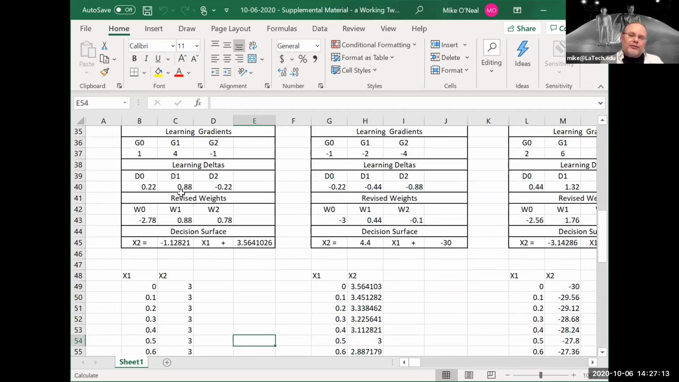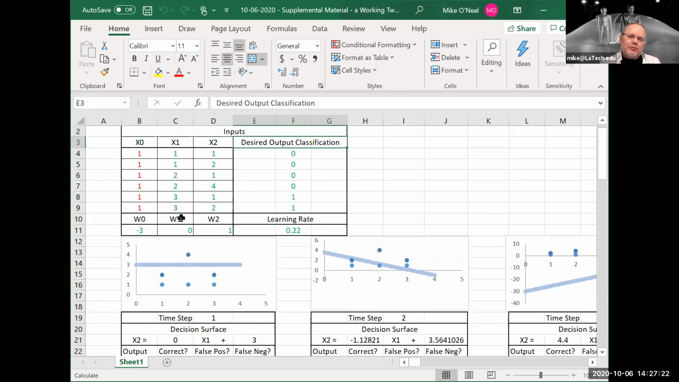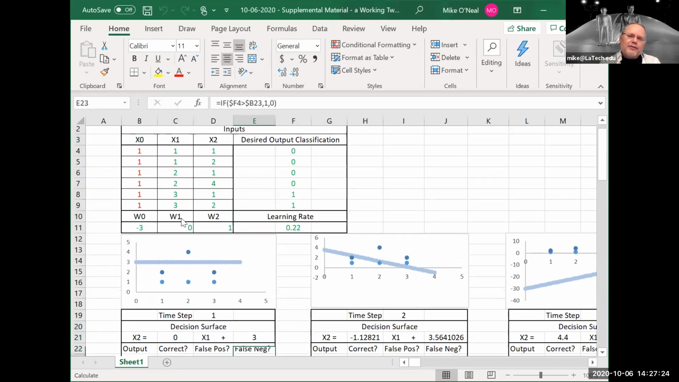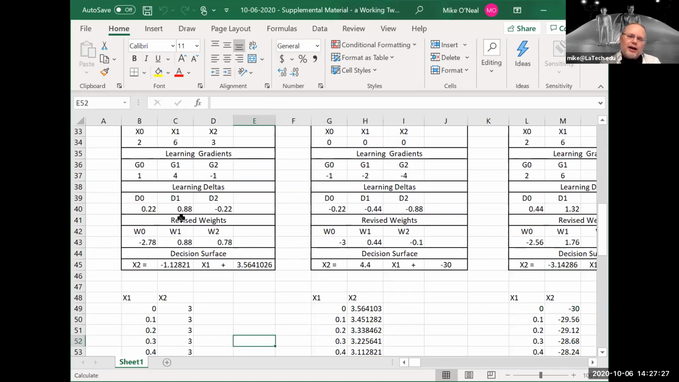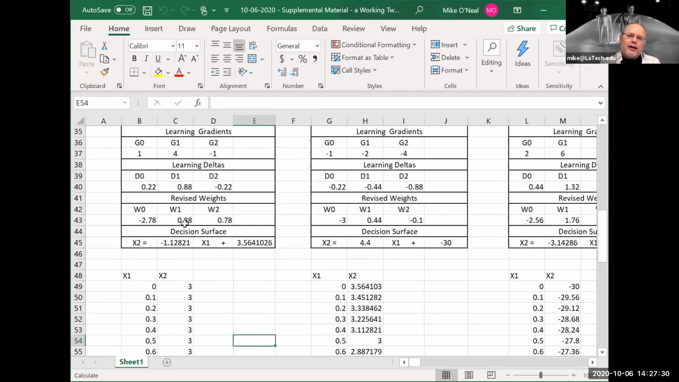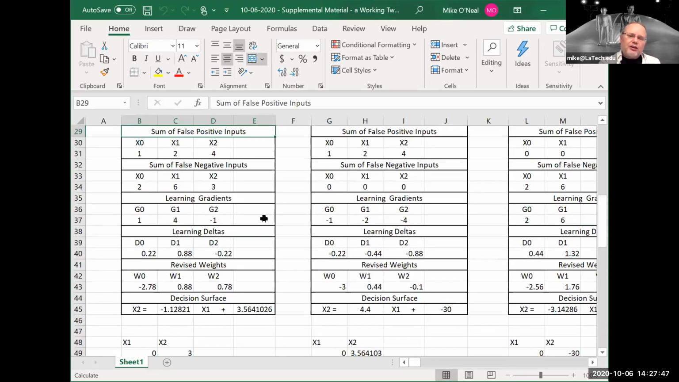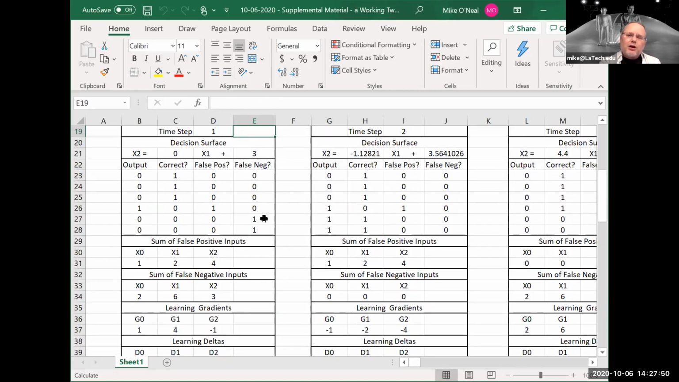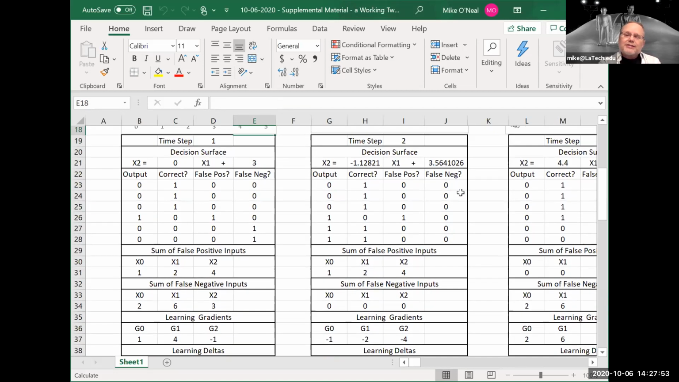Okay, this was a 0, right? Sorry, was it a 0? My memory, it was a 0. So you add that to 0, added to 0.88 gives you 0.88. And this one was a 1, so you add minus 0.22 to a 1 and you get 0.78. These are our new weights. And so what do you do with those new weights? Well, you carry them over to the next step in the process.